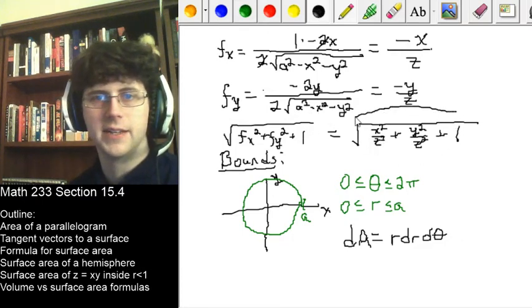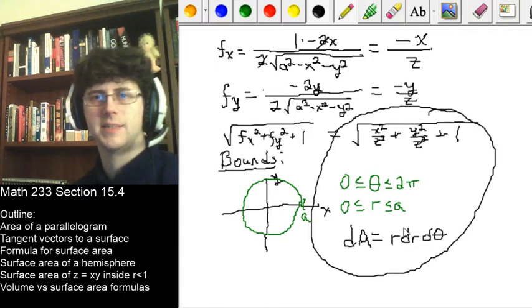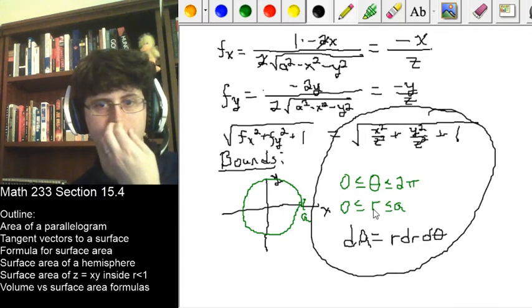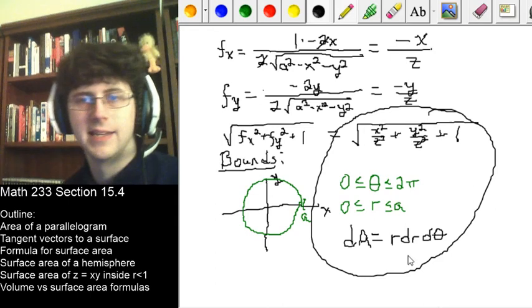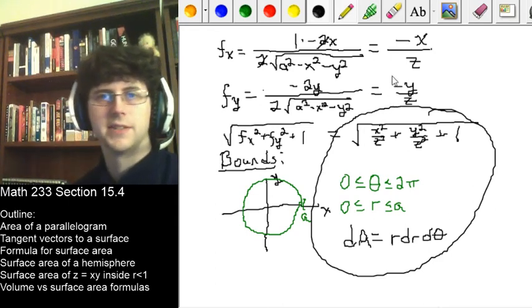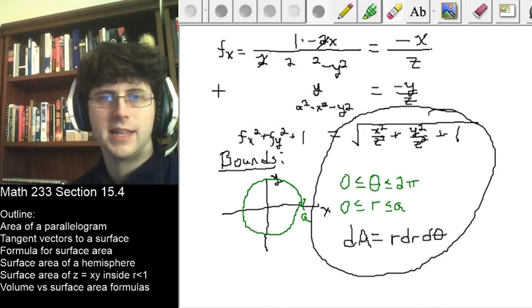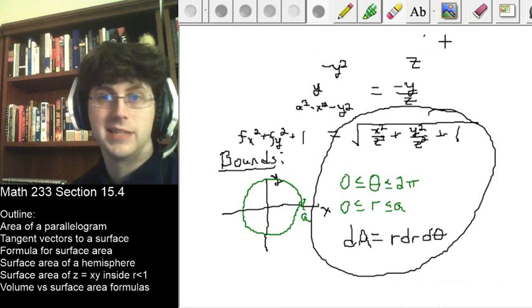But if I take all these objects together, this tells me exactly how to set up my integral. I've got the bounds, I've got the differential at the end, the dA, and I've got what the function's going to look like. So put it all together and finish the integral, and hopefully it matches up with the geometry formula. Otherwise, we're doomed.